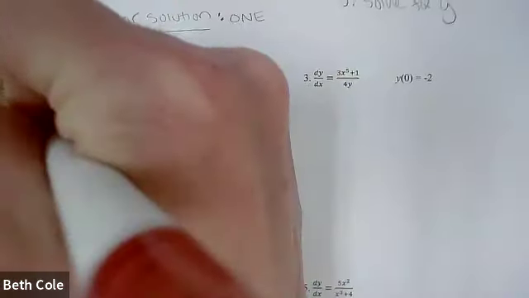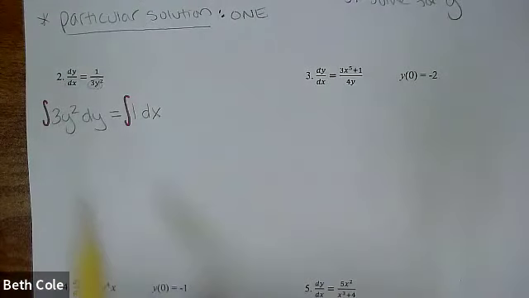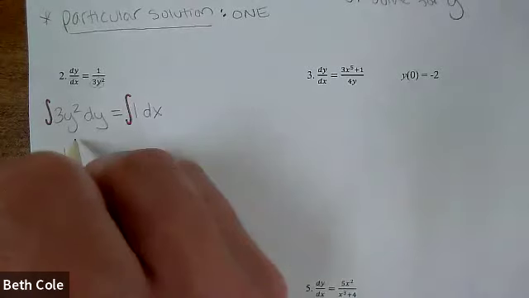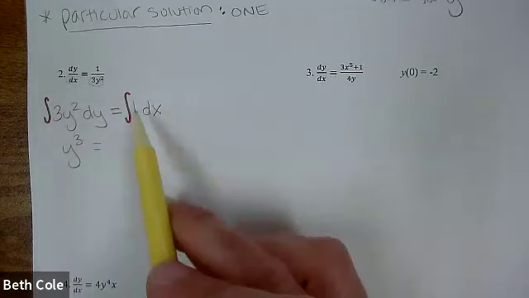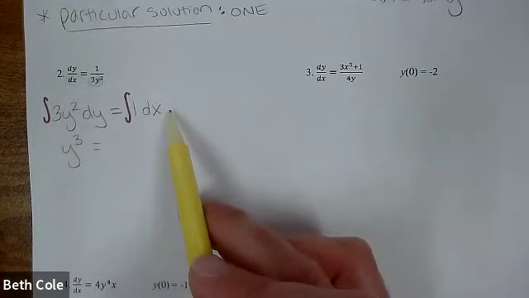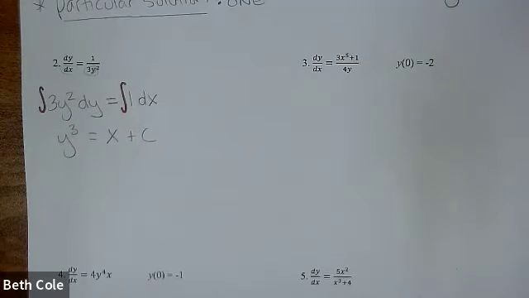Now we're going to integrate. So what is your antiderivative for 3y squared? Y cubed equals, and then your antiderivative for 1 dx. This side is x. So just x plus c. That was steps 2 and 3. I make plus c its own step because it is so important.